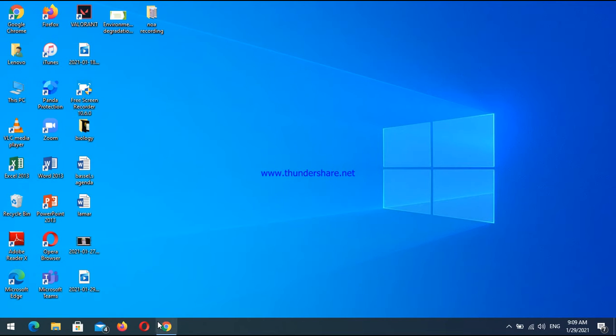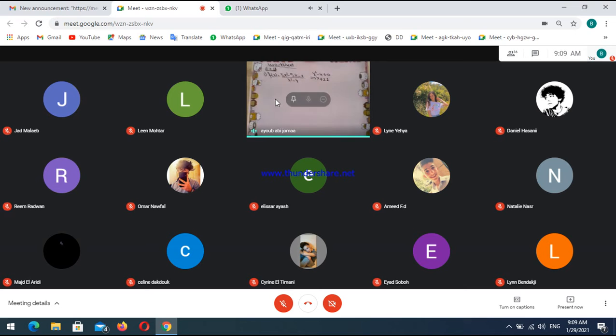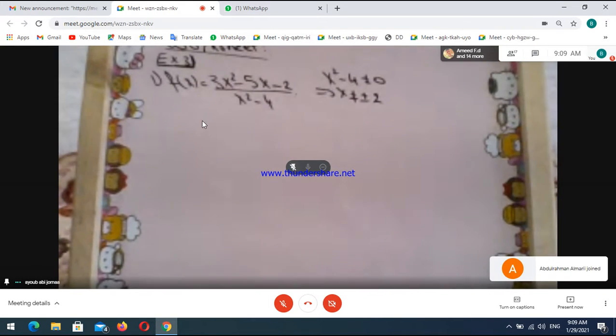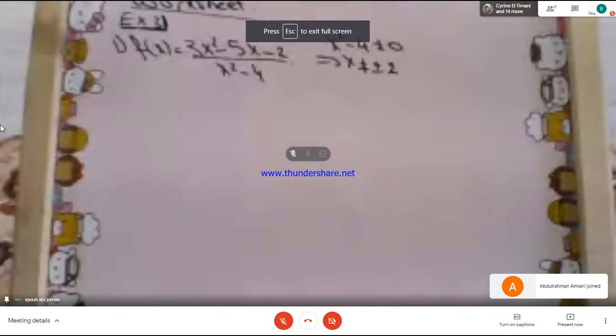Vertical asymptotes x equal 2, x equal negative 2, but of course you have to check by finding the limit essentially.